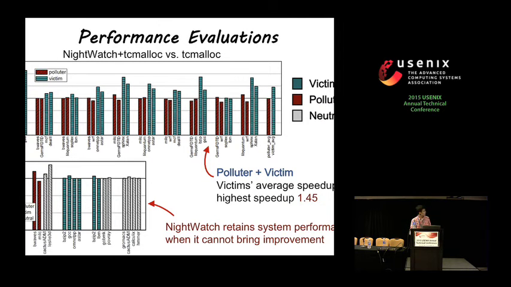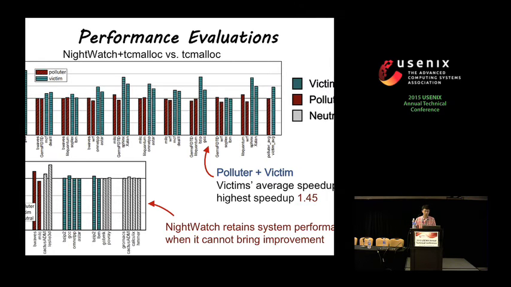For each workload we combine 4 programs from 2 categories, and we integrate our NightWatch into tcmalloc, and the baseline is tcmalloc without cache management. So to highlight the impact of the cache resource management, we focus on the polluter and victim combinations.